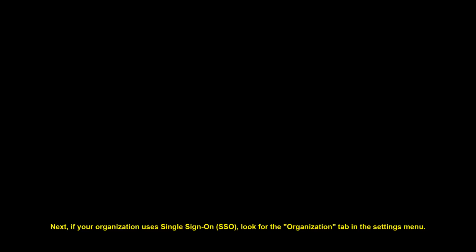Next, if your organization uses Single Sign-On (SSO), look for the Organization tab in the Settings menu. Click on your organization and check if SSO is enabled. If it is not enabled, follow the setup instructions provided by your organization. You may need to authenticate your account to link it with SSO. After enabling SSO, return to the Security section to review and confirm your security alert settings.